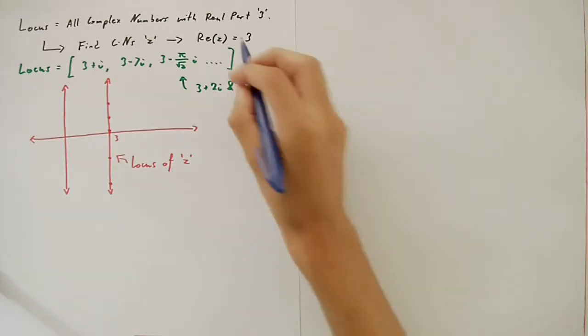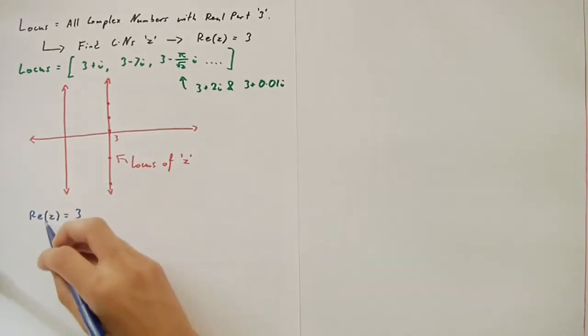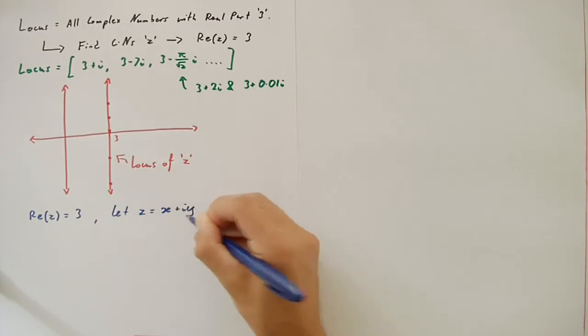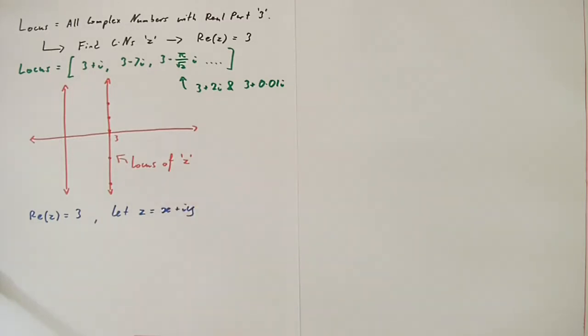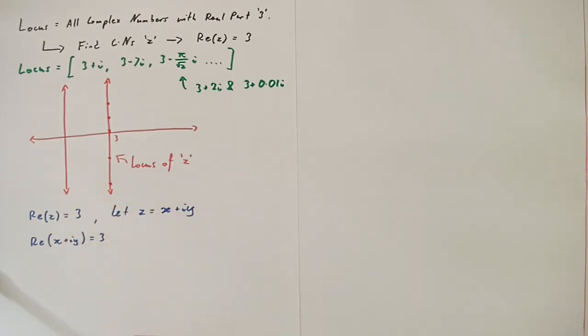So let's go back to our equation. The real part of z is equal to 3. Since z is a complex number, let's call z x plus iy. Now normally I would write a plus bi instead of x plus iy, but this time I'm going to use x and y, and you'll see why in a minute. So we have the real part of x plus iy is equal to 3, but the real part is just x. So that means x equals 3.